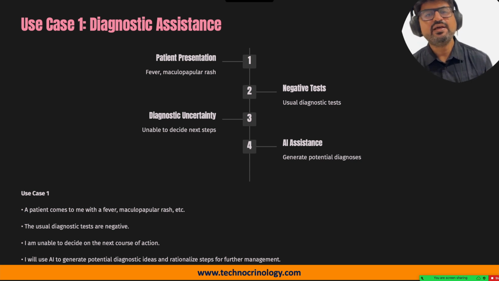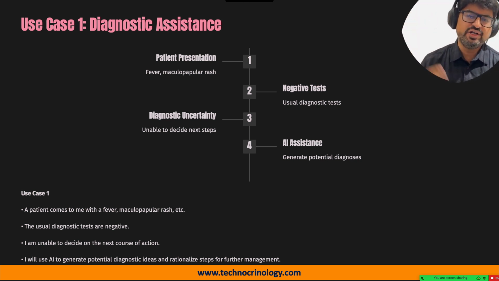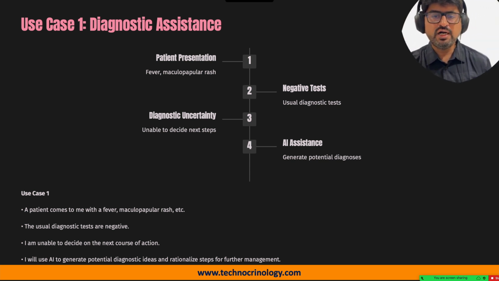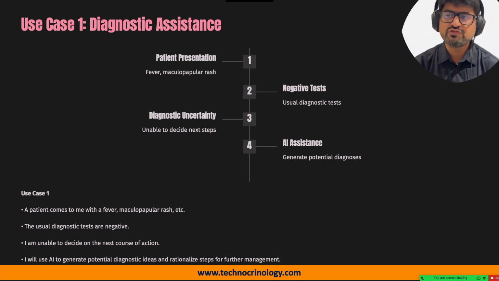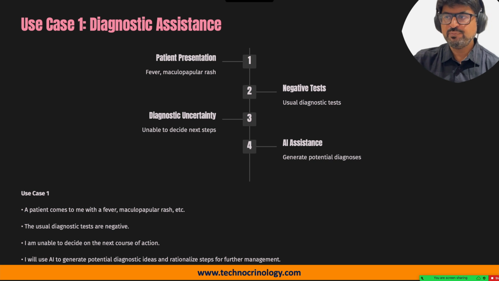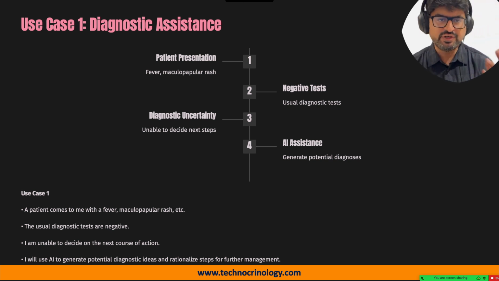So that is where you are stuck with a diagnosis. Just like writers face writer's block, a clinician faces clinician's block. You are stuck. You don't know where you'll get your next diagnosis from. That is where you can take the help of AI, augment your intelligence to help you get a better diagnosis. So this is one typical use case where you can use AI.